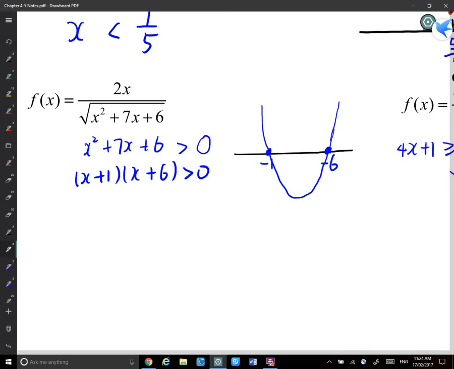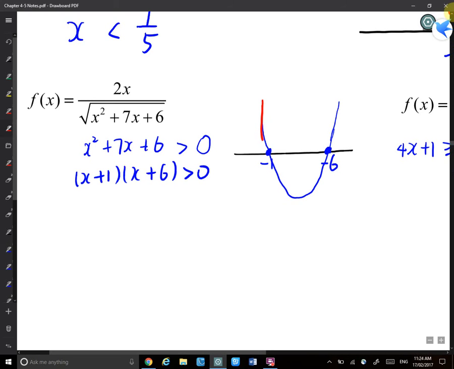And what do we need? I need this value greater than 0. So where is it greater than 0? Greater than 0 will be this part and this part, above the x-axis, but not including this endpoint here. It's an open circle here because I cannot make that equal to 0.